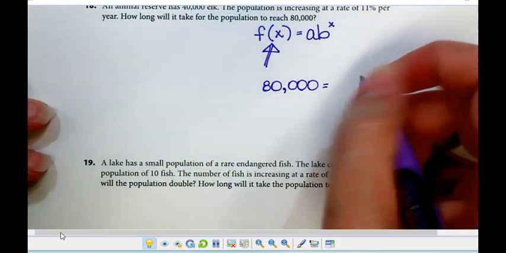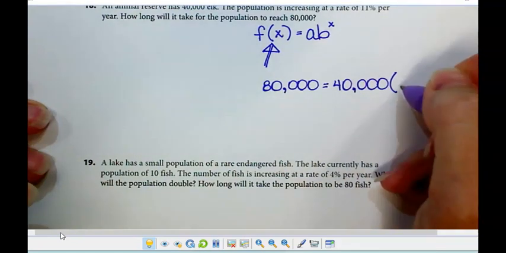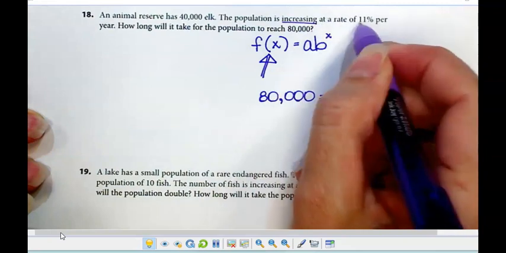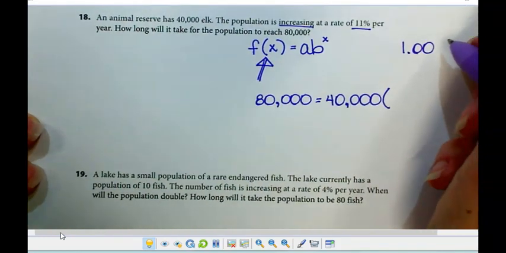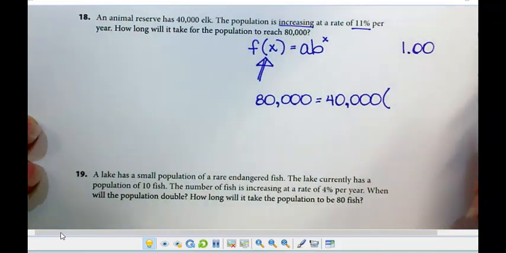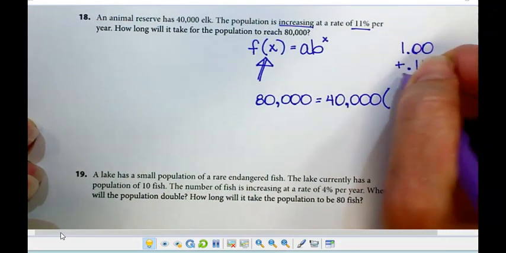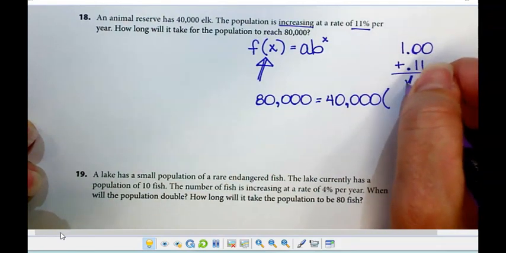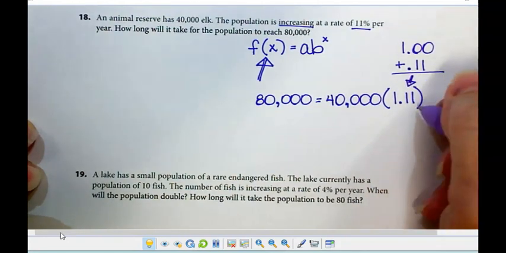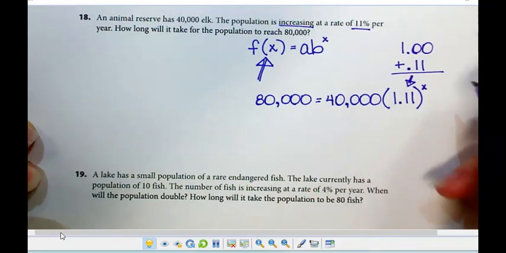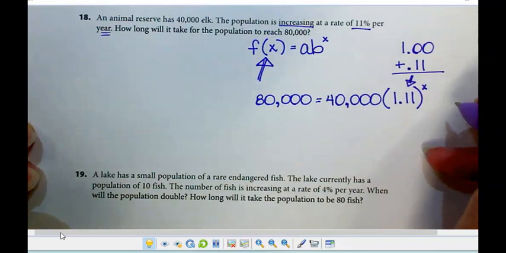equals your starting value, which is 40,000. Now, what's going to go in here? Well, it says the population is increasing at a rate of 11%. So remember, a perfect 1.00 is not increasing or decreasing, and you would get a straight line on your graph instead of a curve. Okay, so if it's increasing, I'm going to take that 1.00 and add the 11%, which is 0.11. So down here in my little parentheses is going to be 1.11. That's how we represent that it's increasing by 11%. And then to the x power. So per year, your x's are going to represent the number of years that go by.